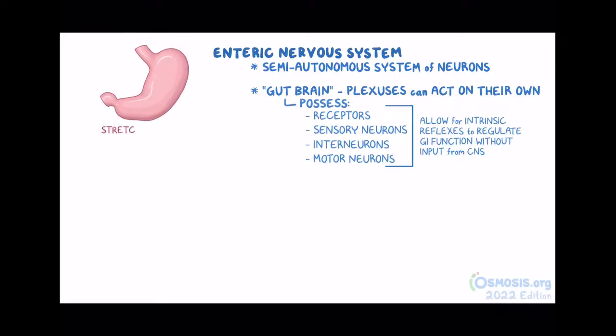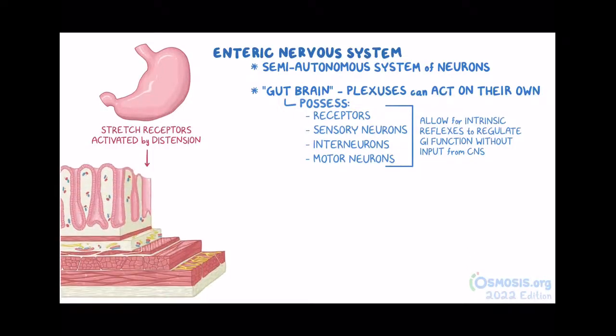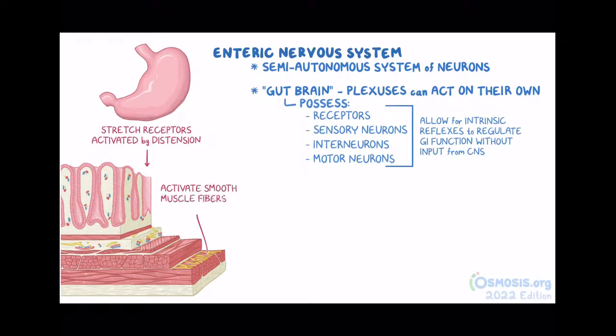For example, if stretch receptors in the stomach are activated by distension caused by a big meal, neurons within the wall of the stomach will directly activate smooth muscle fibers to increase motility, which will help digest that delicious veggie burger.